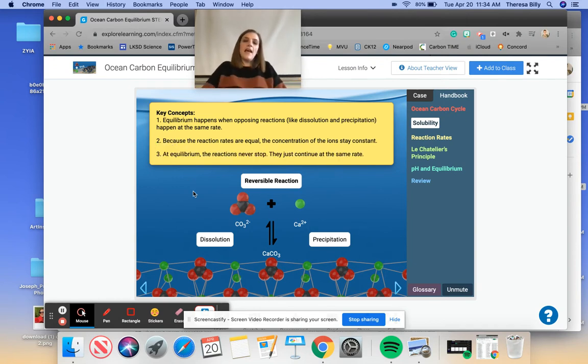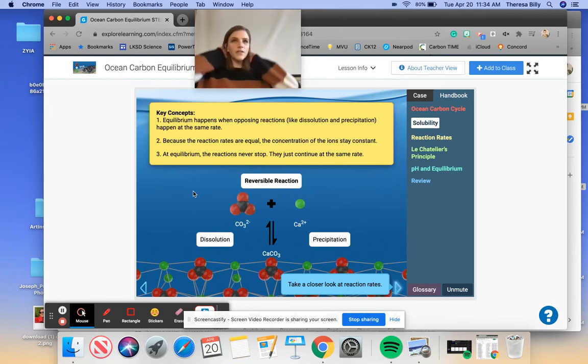The next one, at equilibrium, the reaction never stops. They just continue at the same rate. This is where I think a lot of people get a big misconception, that they think, oh, we've reached equilibrium, so we can just stop, like we can freeze time, keep the concentrations the same, and we'll just call it good. But that's not what actually happens.